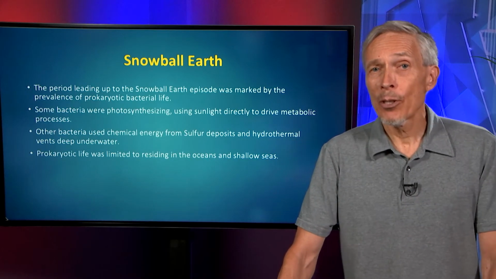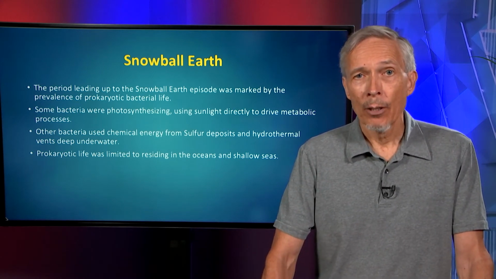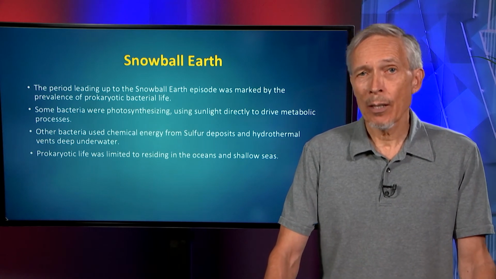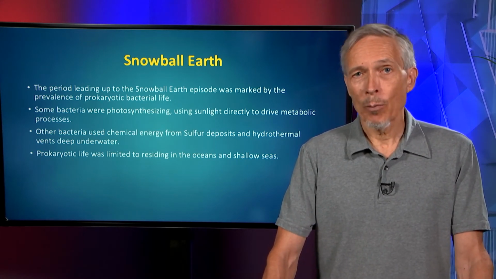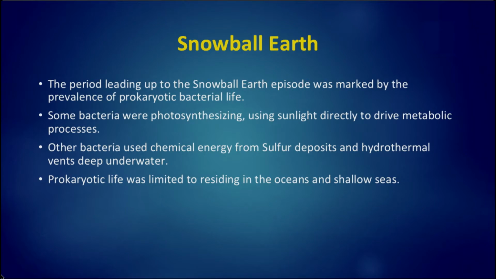The period leading up to the snowball Earth cataclysm was marked by the prevalence of prokaryotic bacterial life. Remember, prokaryotes were the first types of cells, cells without nuclei. Simple life forms, all bacterial, or archaea, the other form of life, also bacterial, going back to the root of the tree of life 4 billion years ago. Some of these bacteria were photosynthesizing, using sunlight to directly drive their metabolic processes. But other bacteria use chemical energy from hydrothermal vents, and some from sulfur deposits. Prokaryotic life was limited to the oceans and the shallow seas. There was no life on land at this time.